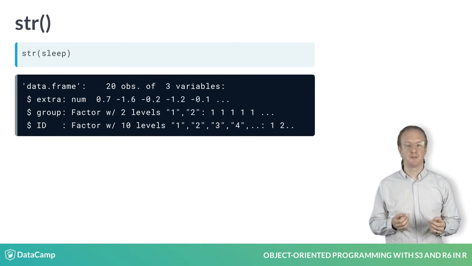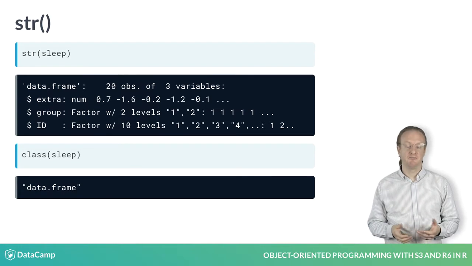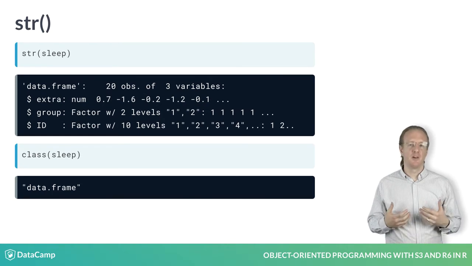The most important of these functions is called class. Going back to the sleep dataset, if you call class on it, then you see the obvious result. That is, the sleep variable has class data.frame, just as you saw when you called the str function. Most of the time, class is the only function that you need to use to interrogate the type of your variable. Sometimes, however, you need to dig a little deeper, and there are 3 more functions to consider.